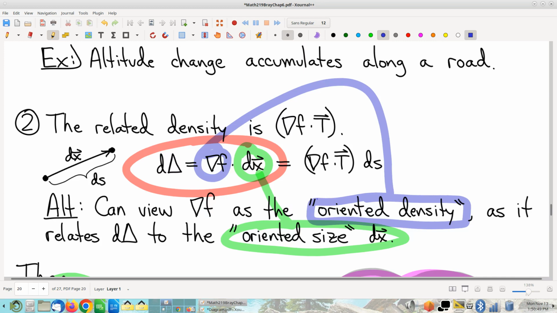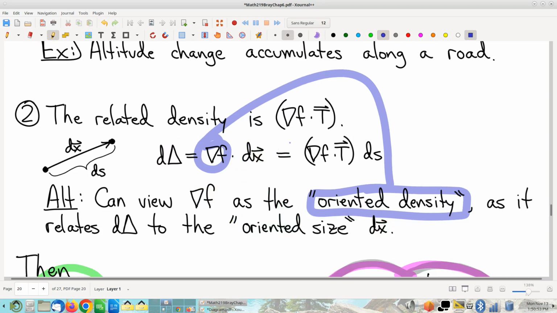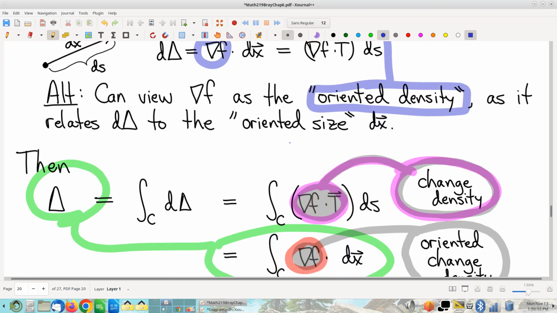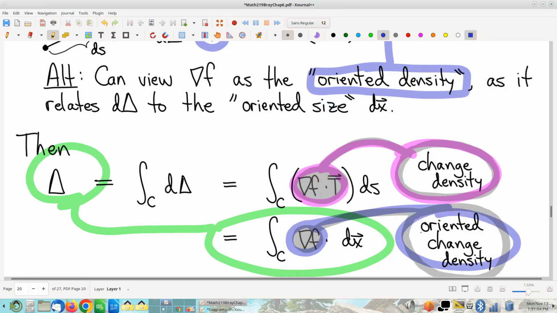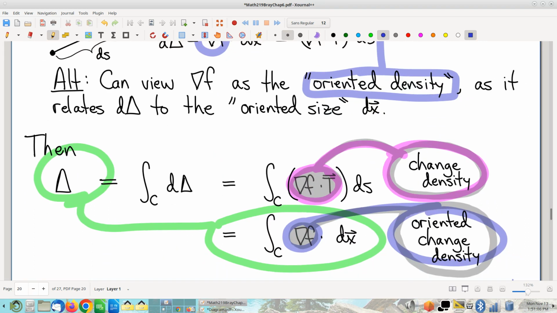Okay. All right. So with this in mind, with the gradient being our oriented notion of density, then here we go. That's how you make sense of the integrand down here. It's oriented change density. Let's see if I can fit that all. There we go.